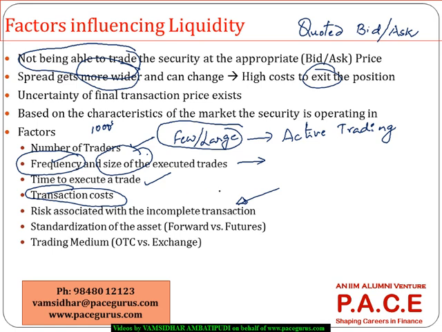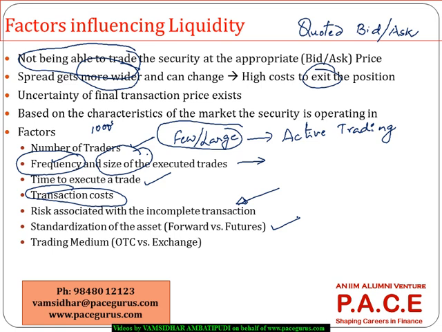And even the standardization of an asset influences the liquidity. Probably look at futures versus forwards. The scope for exiting out of a forward position is much more difficult compared to exiting out of a futures position, because in a futures position offsetting is quite simpler and I can exit out of my position quite comfortably.